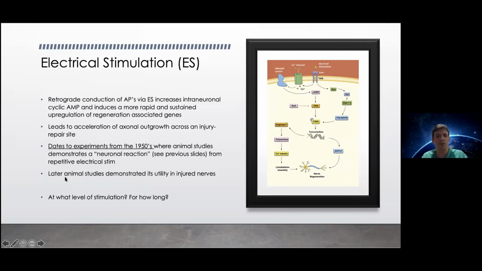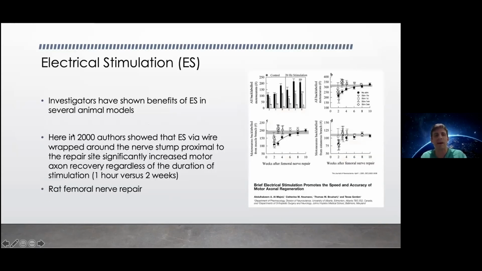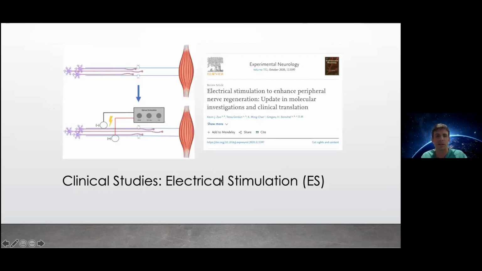How much stimulation should we use? How long? These are animal experiments that have been worked out. In 2000, authors showed that electrical stimulation via wire wrapped around the proximal nerve stump significantly increased motor axon recovery, regardless of the duration of stimulation, whether that was 1 hour or 2 weeks. This is a rat femoral nerve model. They basically injure the nerve and then stimulate. They keep an electrode around the proximal stump, and they stimulate the animal either for an hour or 2 weeks straight. It seems to be sort of an on-off switch, because the 1 hour worked just as well as the 2 week stimulation. So this, among other studies, led to ongoing clinical trials.